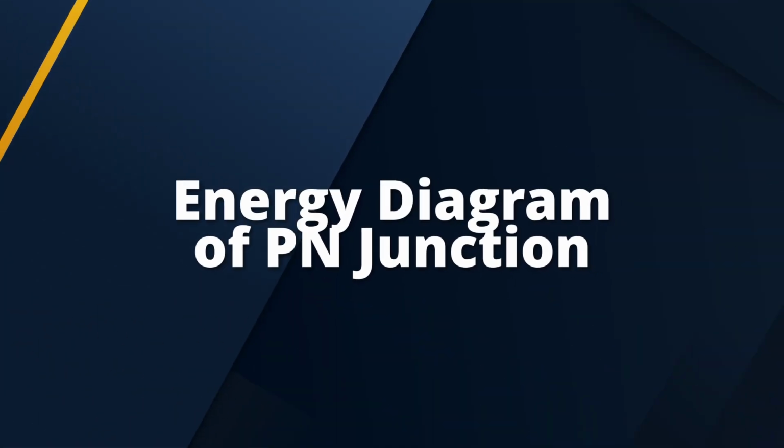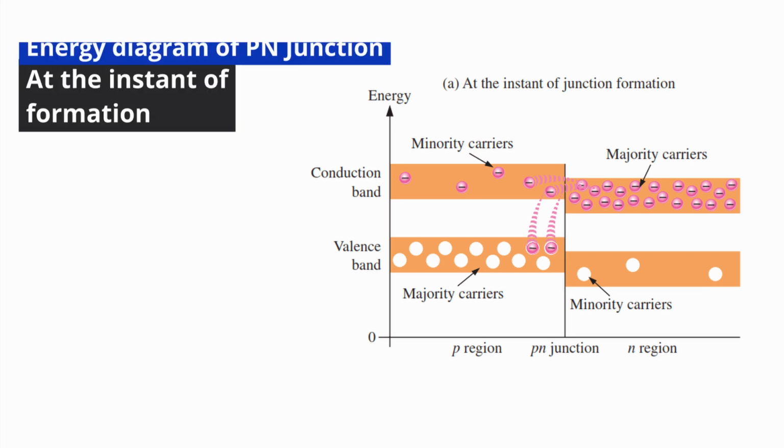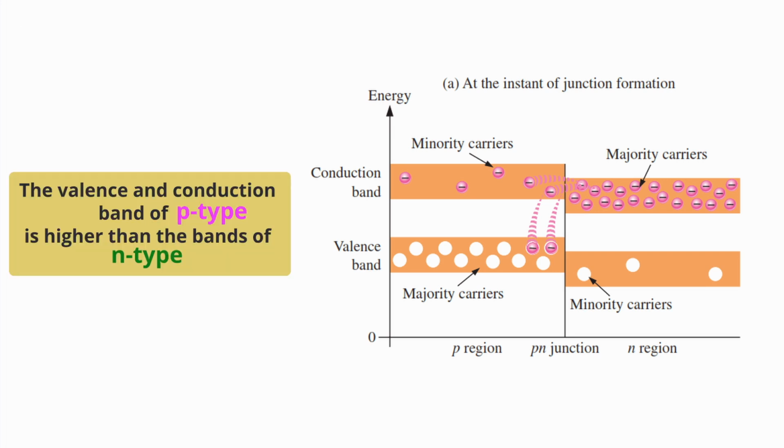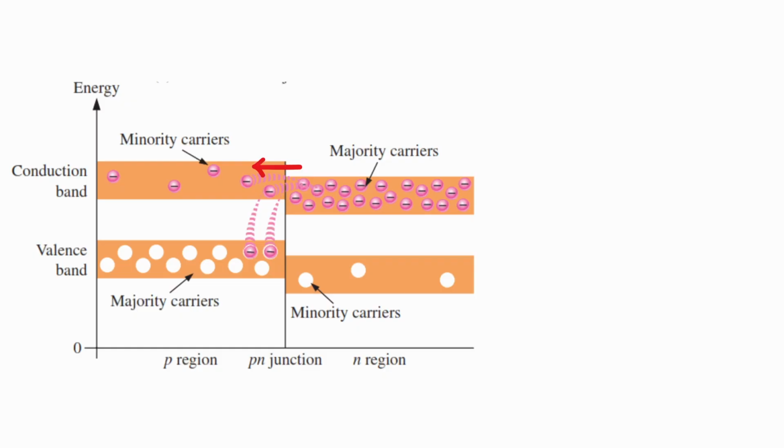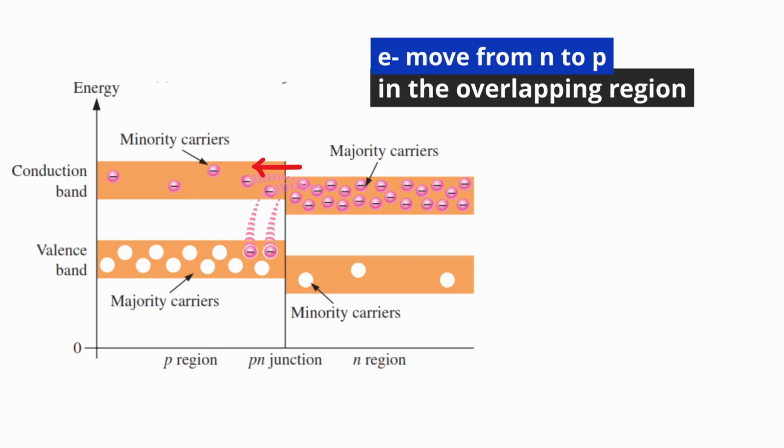Now, if you're still not clear with the entire concept, let us look at it from the perspective of energy diagrams. So before they are joined, the conduction and valence bands of the p side will be slightly higher than that of the n side. Even though they are at different levels, there's still an overlap between the conduction band of the p side and the n side. It is in this region of overlap that electrons can diffuse from the n to the p side.